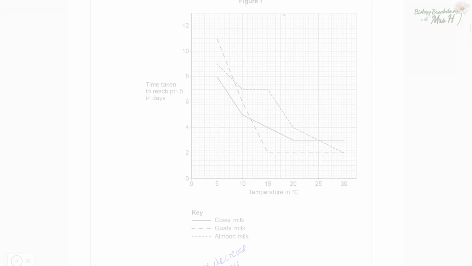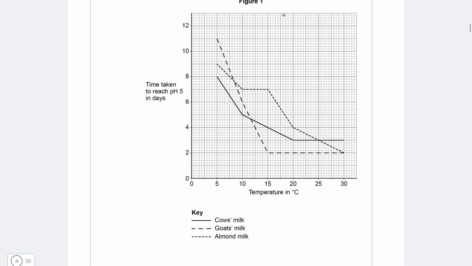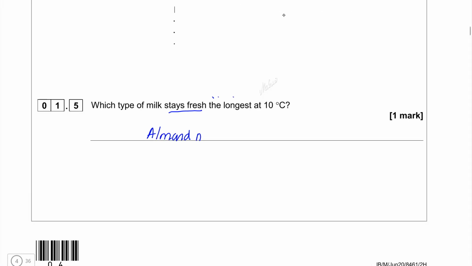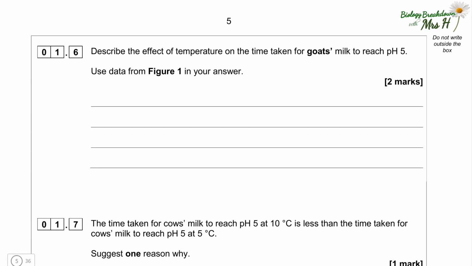So let's look on the graph at 10 degrees C. We're looking for the milk that takes longest to reach pH 5, so which is the highest one there. So we've got almond milk. Describe the effect of temperature on the time taken for goat's milk to reach pH 5. Use the data from figure 1 in your answer.